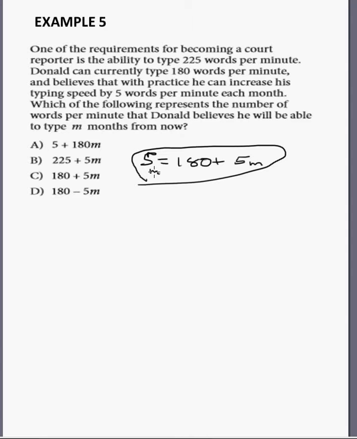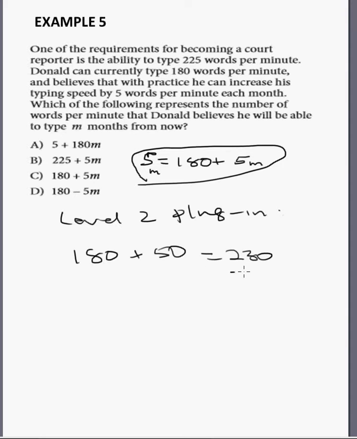Now, let us assume you can't see it from that angle. Then you can also use the level 2 plug-in and say, well, this guy has 180 already. Let us assume what happens in 10 months. In 10 months' time, he will have 50 words added. So that will be 230. 10 months. So when m is equal to 10, you're going to have this.